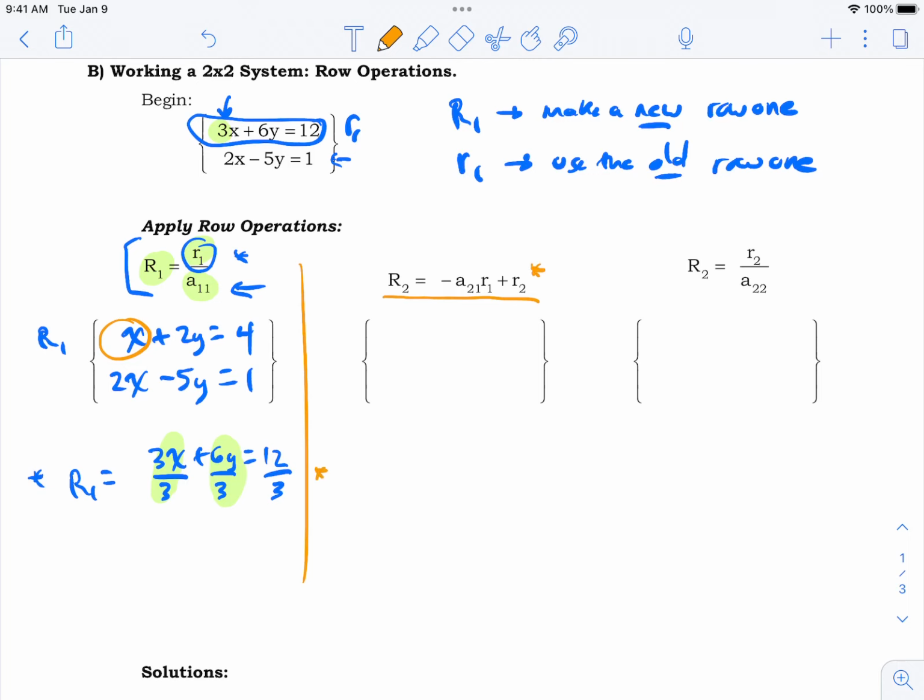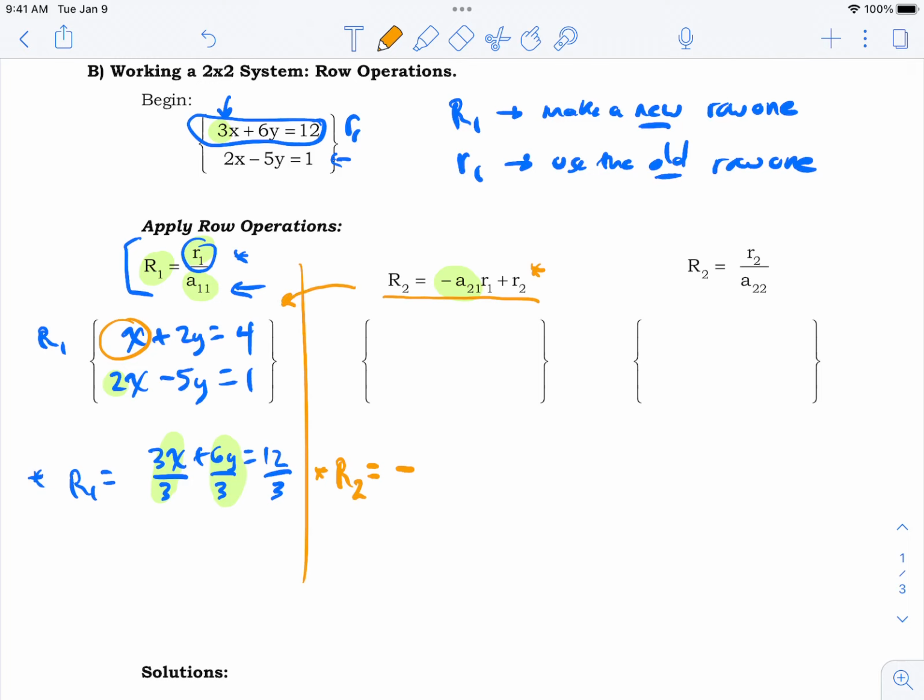So this is telling us that the new and improved row 2, the bottom equation, is going to be: take negative, first of all, negative. Don't forget the negative. A sub 2, 1. Second row, first column. Notice that when you're making these row operations, you're always working with what you just finished making.